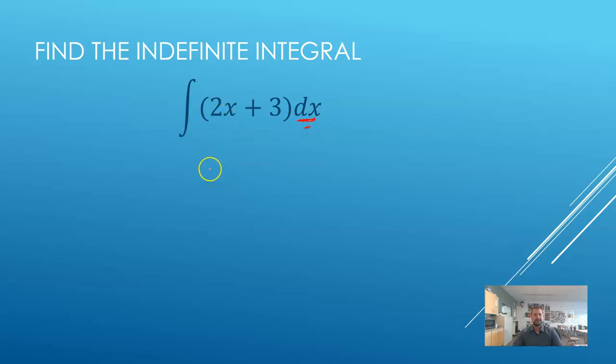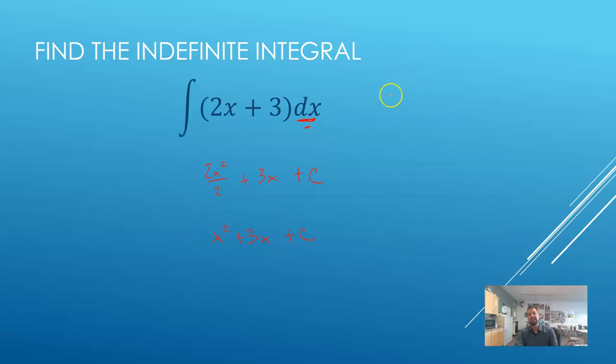Okay, so the antiderivative of 2x squared is 2x squared over 2. The antiderivative of 3 is 3x. Then we have to remember our plus c on the end. So I get x squared plus 3x plus c. And that is my answer. And I'm done.